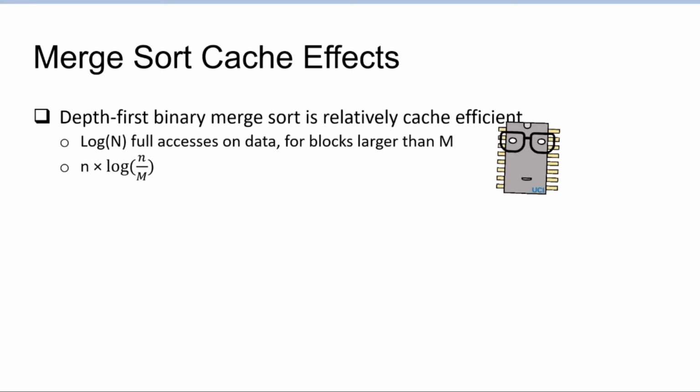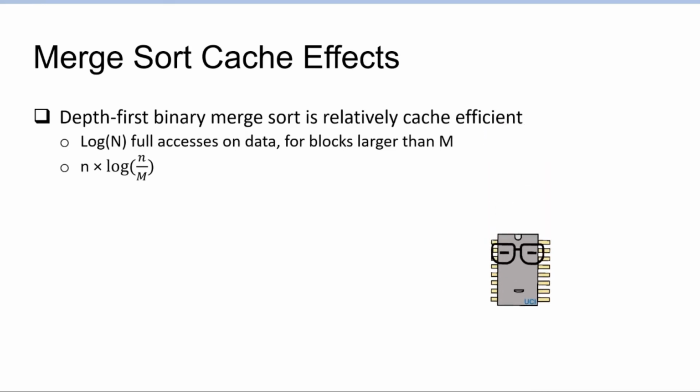As opposed to the breadth first method, where we have to do log n full sweeps of data, period. Because we're not getting any cache effects, because every time we come back to the beginning of the data set, the data that we just sorted has already been evicted from cache.